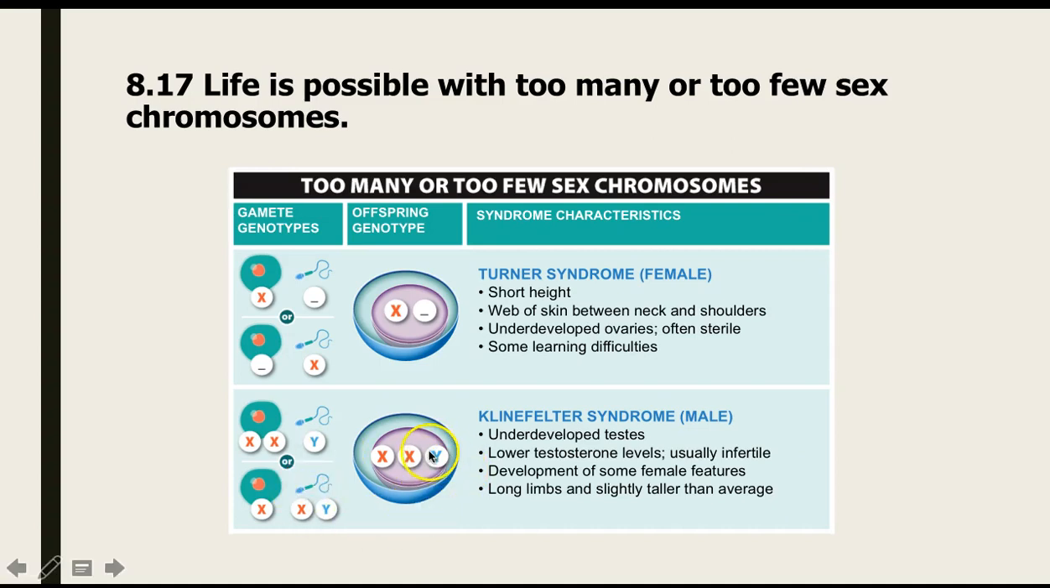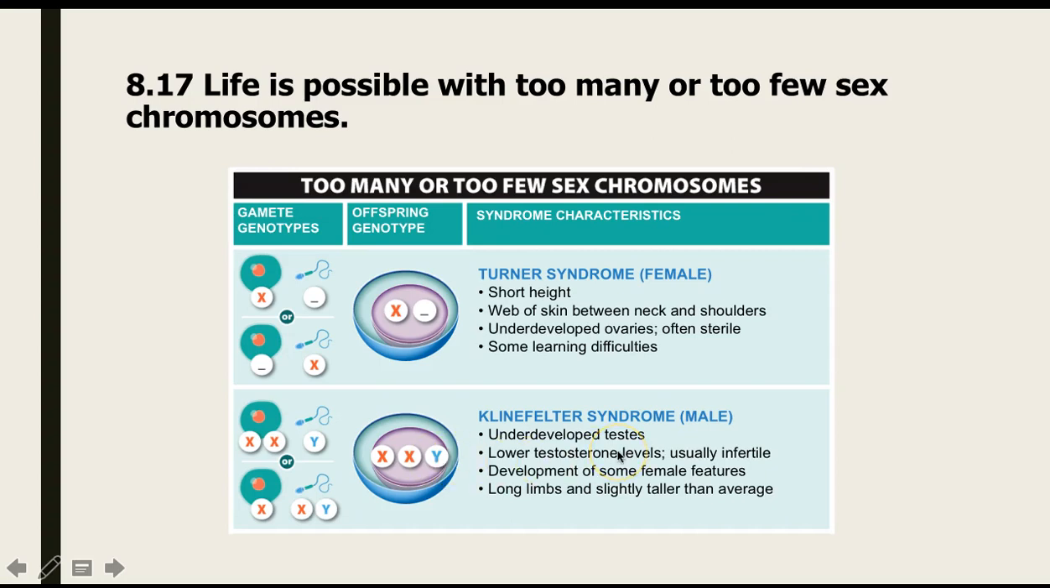The next one is Klinefelter syndrome. And with Klinefelter syndrome, as with Turner syndrome, it could have been a non-disjunction with either the egg or the sperm. Same thing here. Either the egg or the sperm could have one too many sex chromosomes. It's distinguished by having 2 X chromosomes and 1 Y chromosome.